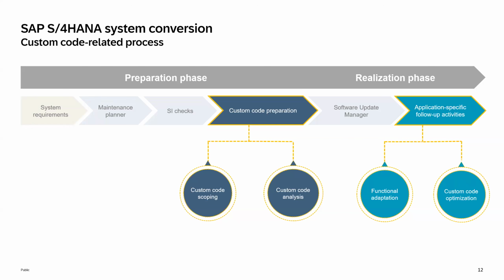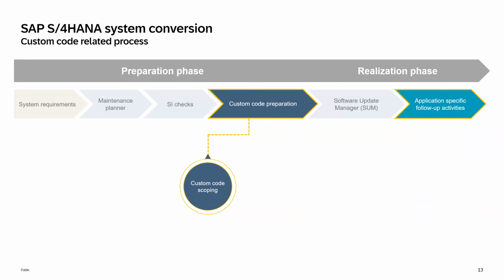So this is how the custom code related process during S/4HANA system conversion looks like, and we will take a look at each step of this process in detail. By the way, the process of the custom code adaptation and analysis is also very well described in SAP community, and here you have the corresponding link.